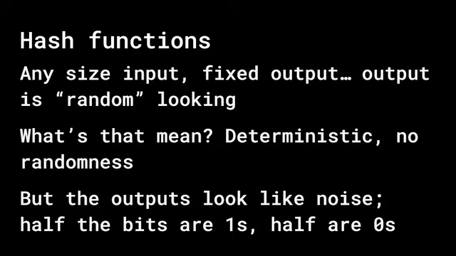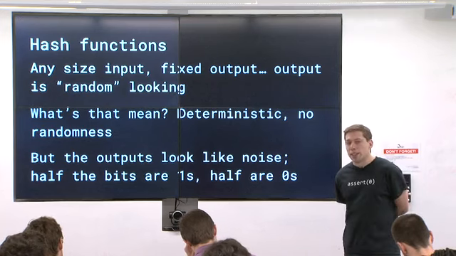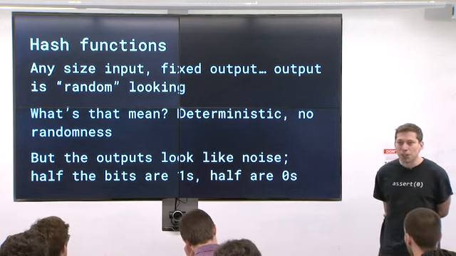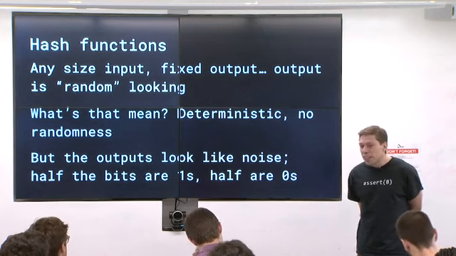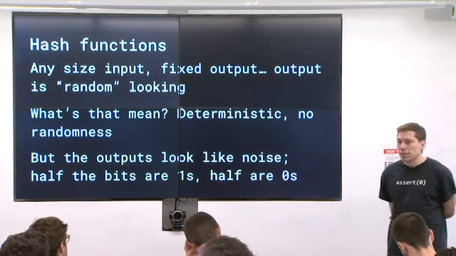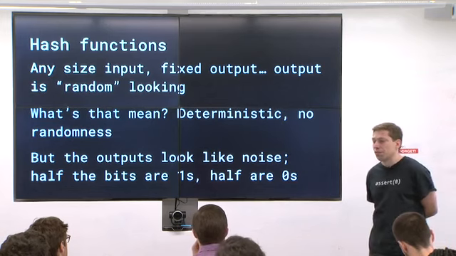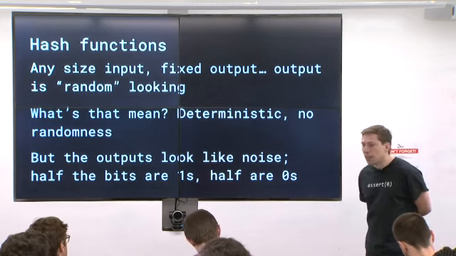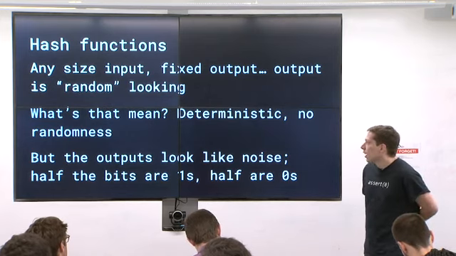Okay, so this is not a sufficient definition, right? There's any size input, fixed size output, and the output is random looking. That's sort of wishy-washy, but what does random looking mean? It's not actually random, right? If you put in the same input, everyone will get the same output. So if you say, okay, what's the hash of 1? You'll get some output. And if someone else says, okay, what's the hash of 1? You'll get the same thing.